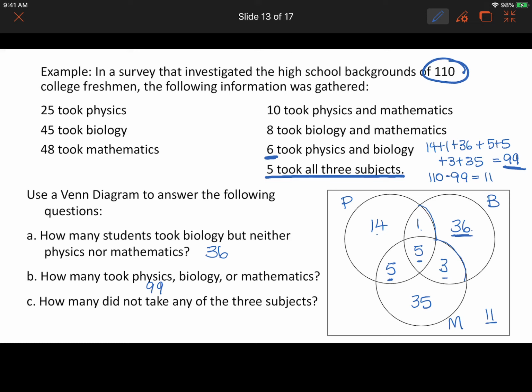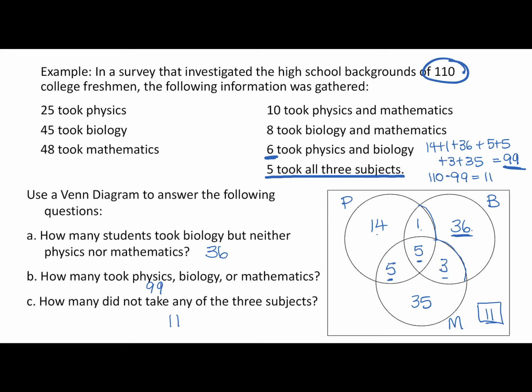And now how many did not take any of the 3 subjects? Those are the students outside of the circles. So 11 students didn't take any of the 3 subjects. You can see how these questions would have been a lot harder without our Venn diagram. It's hard just to look at these numbers. You want to be careful that you don't just add the number of students here, because that's going to double count students, right? Some of those 45 that took biology also are in physics or in math. So you really want to get comfortable putting these numbers in your Venn diagrams.